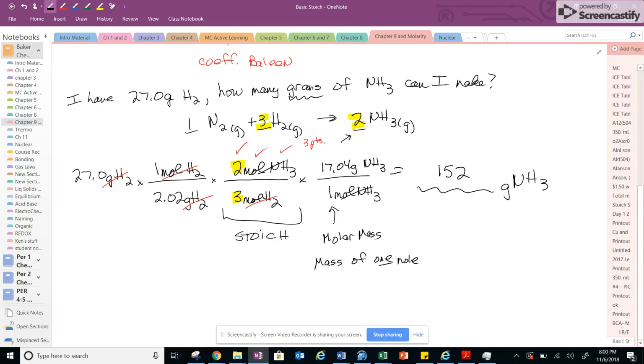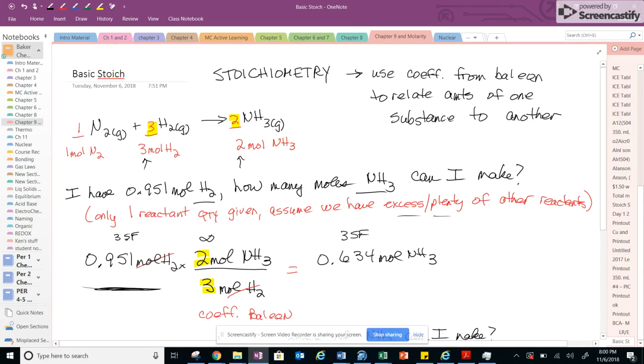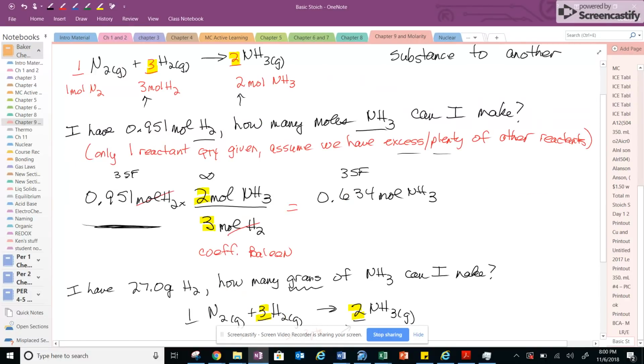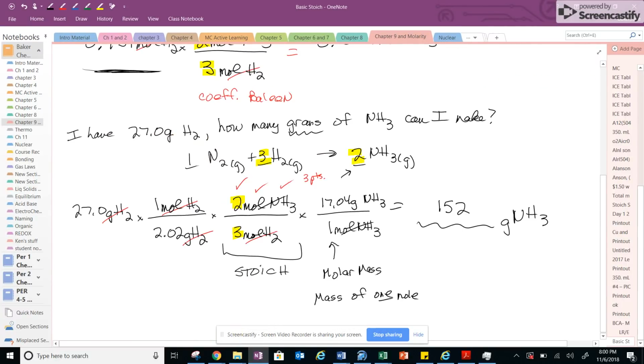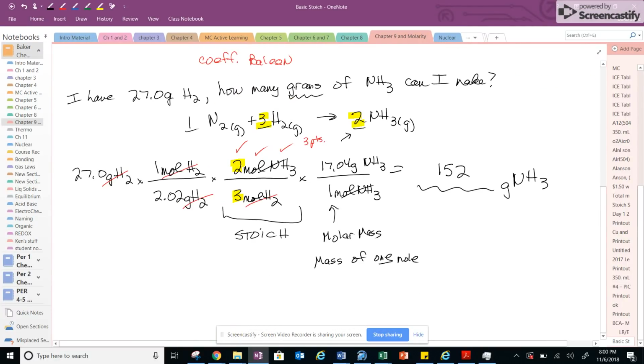All right, so basic stoichiometry: I'm given one reactant, and I use the coefficients in the chemical equation to relate moles of one to moles of another. If I'm not given moles, I'm given grams, I just need to do some molar conversions. Great. All right. So in our next video, we're going to talk about, well, what if I'm given the quantities of 2 of the reactants? Let's go look at that one.